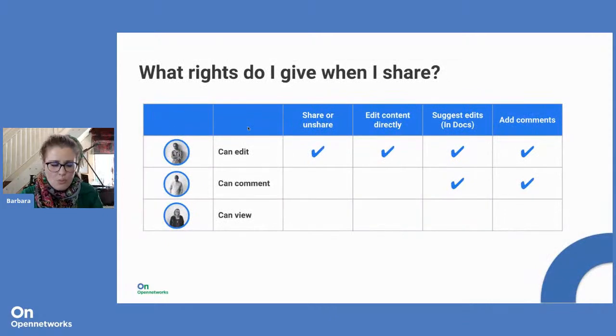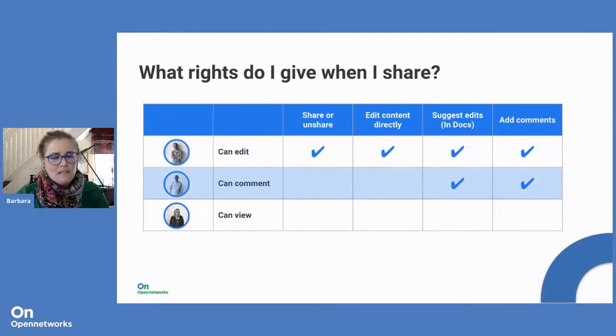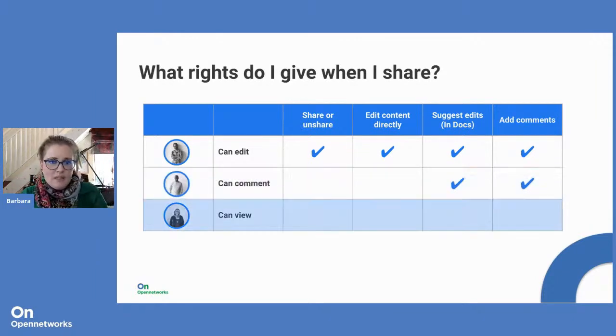So one of the things I just want to recap before I hand back over to Charmaine is when you share, what sort of rights do you give people? If you're giving editing rights to somebody, it means that they are able to share or unshare the document. They're able to edit the document directly. They're able to suggest edits and add comments. If you give somebody commenting rights, they're able to suggest edits and add in comments. If you give somebody viewing rights, they are only able to view it.